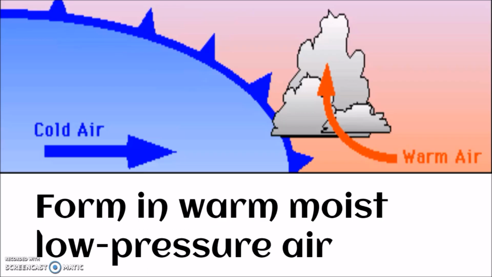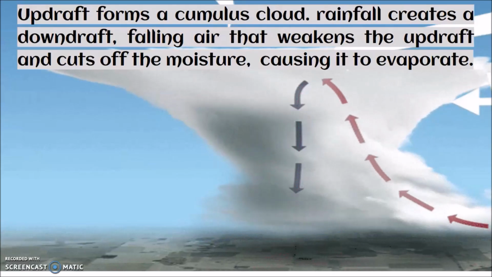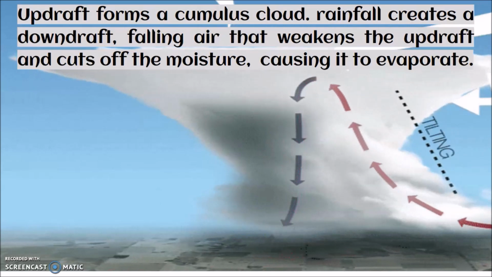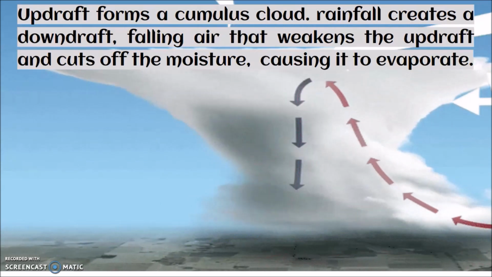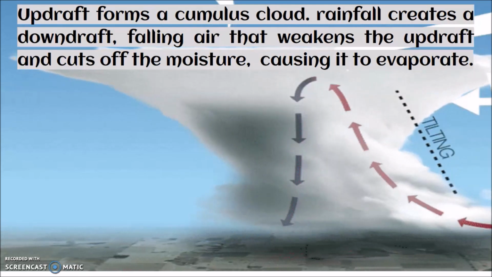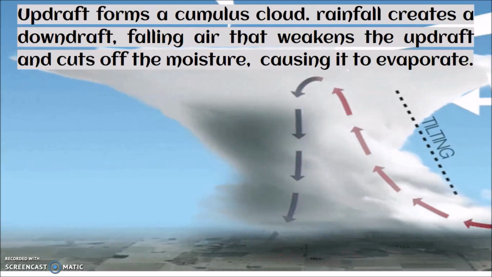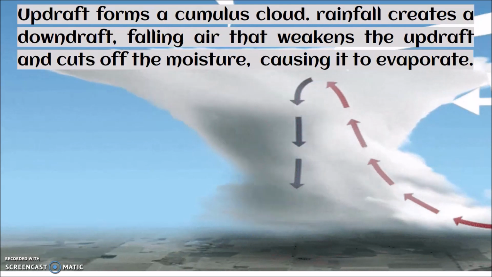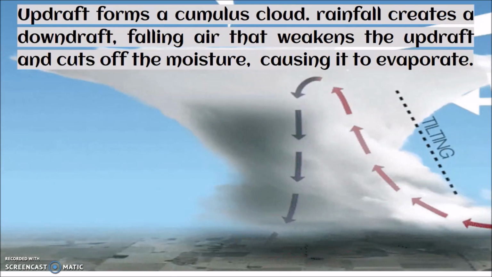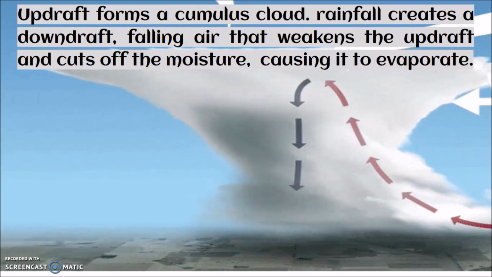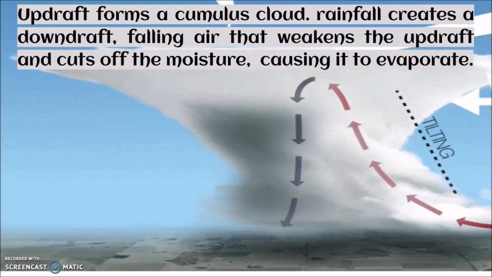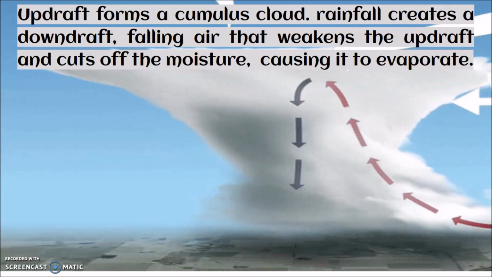Thunderstorms form in warm, moist, and low-pressure air, usually along a front, since the front forces the air to rise. This happens in a convection cell, meaning a cycle of air going up and down. At first, the rising air forms a cumulus, this tall cloud, and the air is called an updraft as it goes up. When condensation occurs and the water vapor turns to water, the drops become heavy enough to fall through the rising air. This creates a downdraft, or air that's falling down, that weakens the updraft and cuts off the moisture that's needed for the cloud to form, causing the cloud to evaporate and leave.